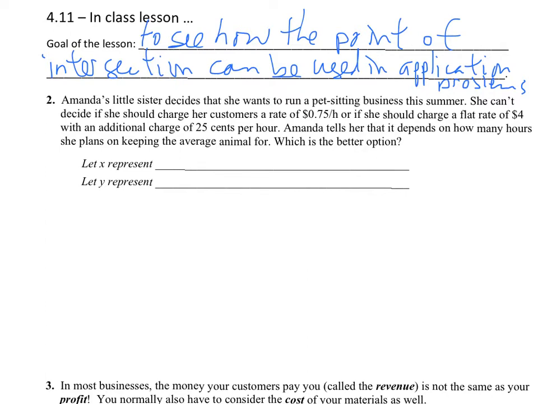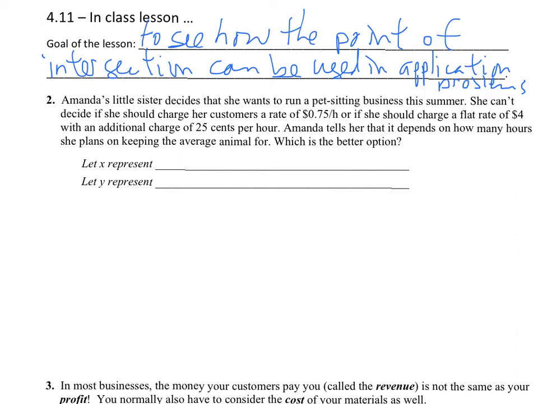Now, here we've got a very simple business situation. This is where linear equations and points of intersection can be very, very useful. Let me just read this question. Here, we've got Amanda's little sister. She wants to run a pet sitting business to make money in the summer, and she's figured out two different ways that she might charge her customers.